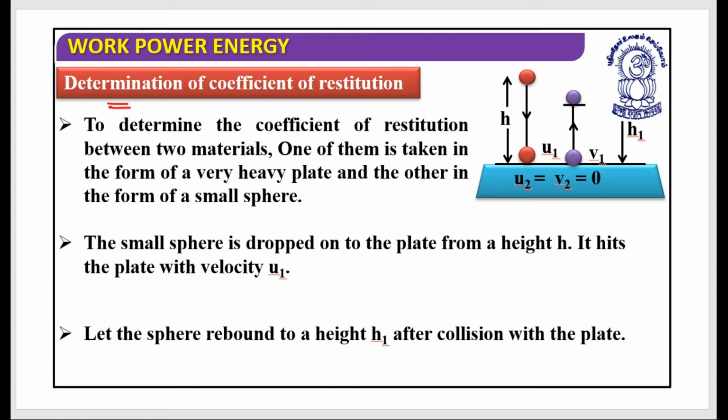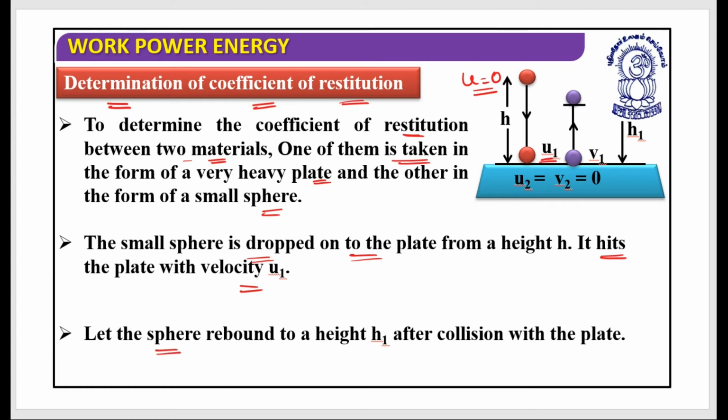Let's work to determine the coefficient of restitution. So what we are supposed to do is to determine the coefficient of restitution between two materials. One of them is taken in the form of a very heavy plate and the other in the form of a small sphere. Let's suppose the small sphere is dropped on the plate from a height h. Here it has been dropped, so u equals 0, and it hits the plate with velocity, say, u1.